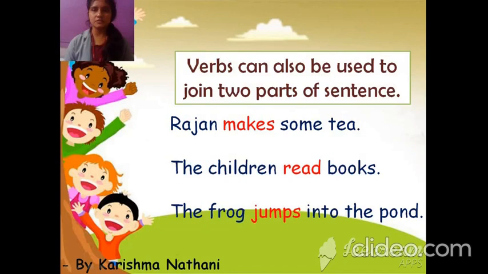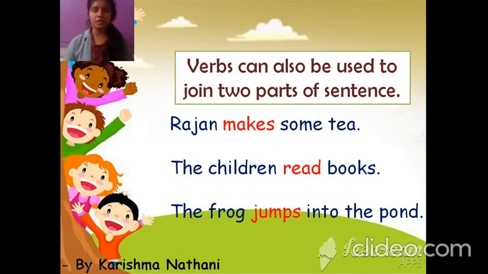Verbs can also be used to join two parts of a sentence. For example, Rajan makes some tea. Here you can see Rajan is one part, some tea is another. A verb, makes, joins these two parts and makes Rajan makes some tea.